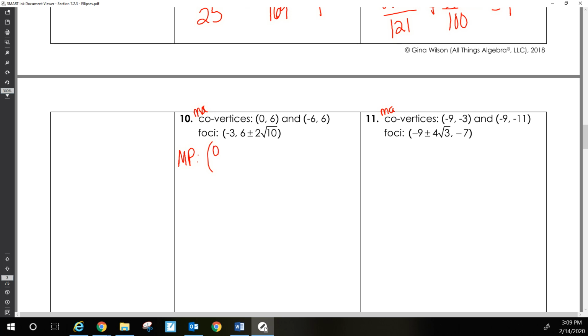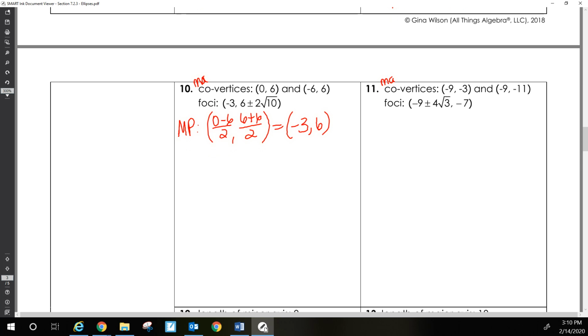So 0 minus 6 divided by 2, 6 plus 6 divided by 2. 0 minus 6 is negative 6, divided by 2 is negative 3. I have a hard time here. 6 plus 6 is 12, divided by 2 is 6. So we know we've got (x minus negative 3) squared plus (y minus 6) squared is equal to 1.